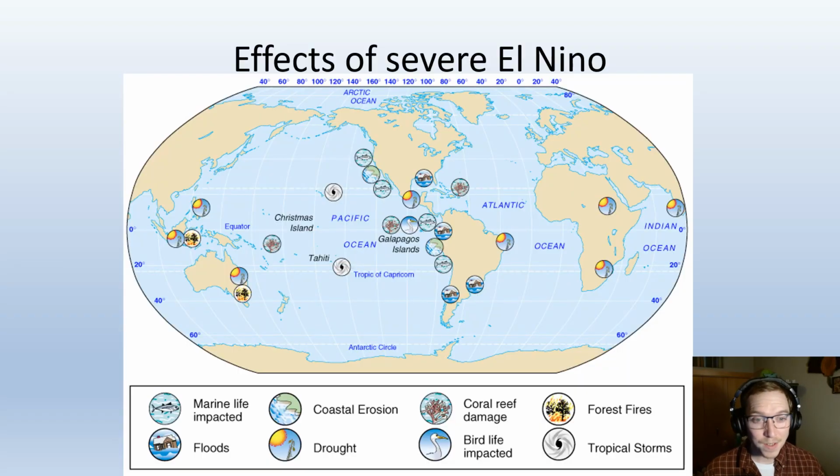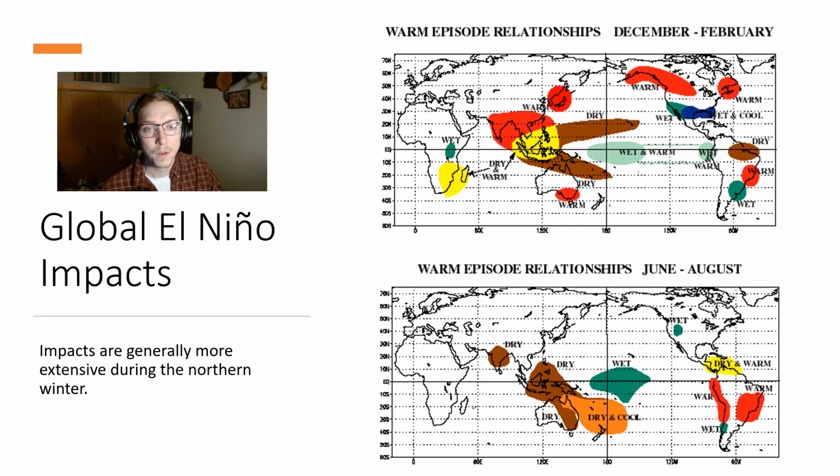So the effects of severe El Nino can be pretty widespread. We've got things like marine life being impacted, floods can be strengthened, coastal erosion is worse, especially along these coasts here. Drought can happen throughout much of the regions. We see that evident here. Coral reef damage, bird life can be impacted because they're having impacts to their food source. Forest fires and tropical storms. And it's also been linked to some tornado severity increases as well.